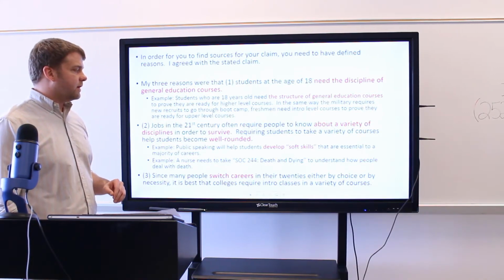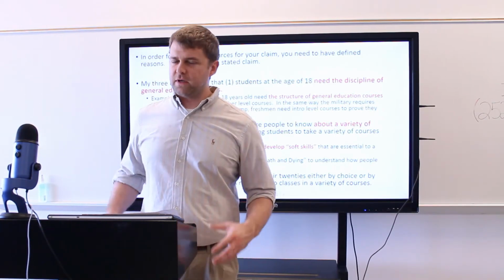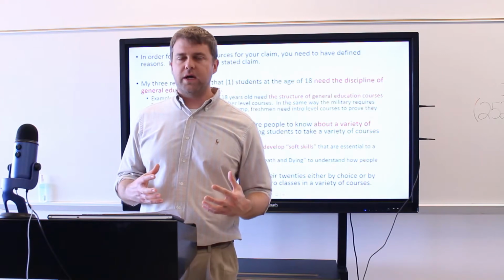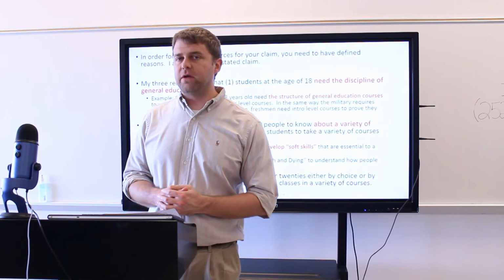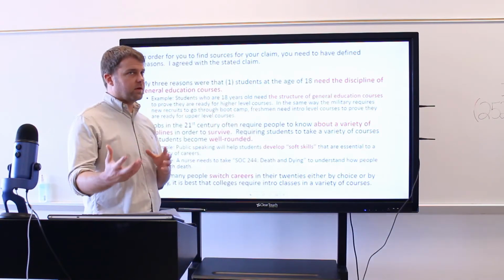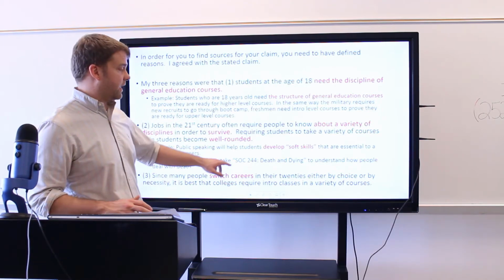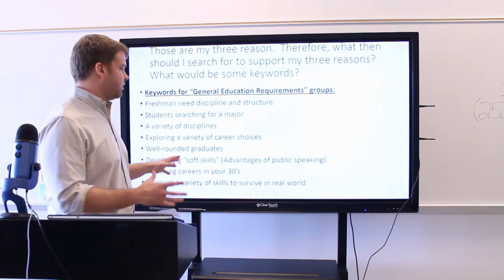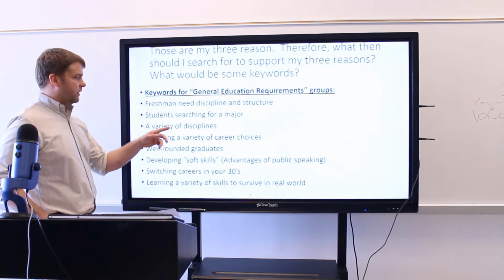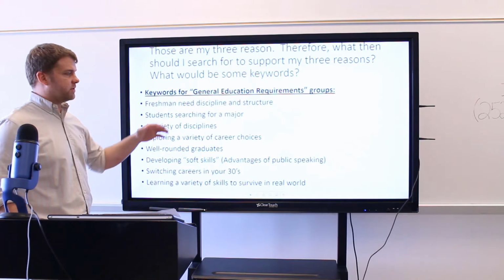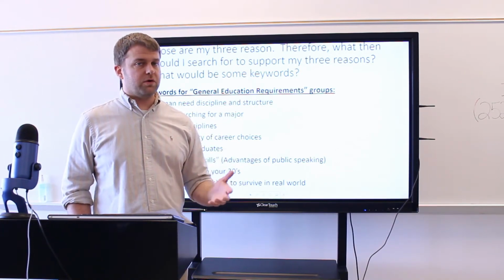I always tell the story about my cousin, who is more on the shy side, kind of a quiet guy. He said that public speaking was one thing that really helped him as an accountant. So even though he's like, I want to sit in an office all the time, public speaking is something he has to do a lot as an accountant. So to be well-rounded, those are some of my soft skills. As you can see, soft skills, searching for a major, discipline and structure, they're not in the claim. So you want to find those words that relate.